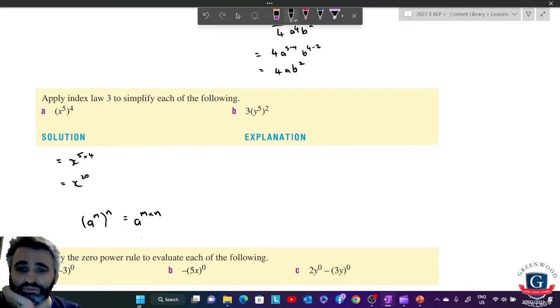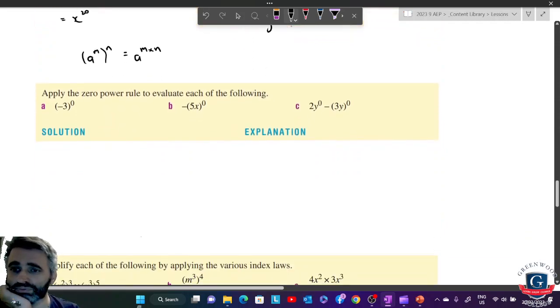Now we do have to be careful with these cases of what this squared term here actually applies to. It doesn't apply to the 3, it just applies to what's immediately before it. We write the 3 as before, 3y to the 5 times 2, which equals 3y to the power of 10.